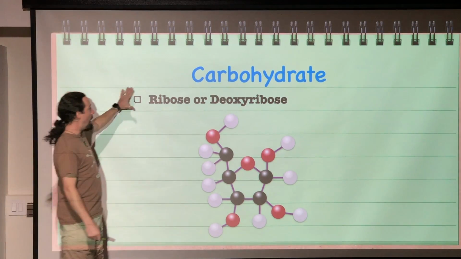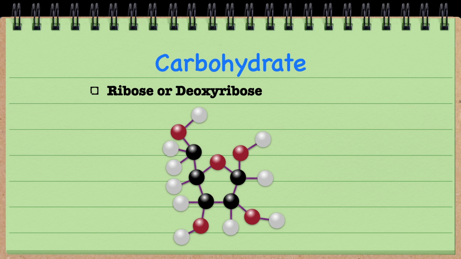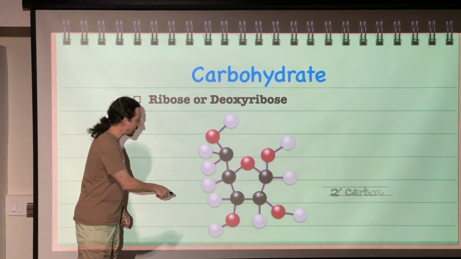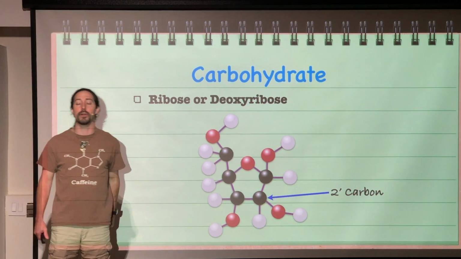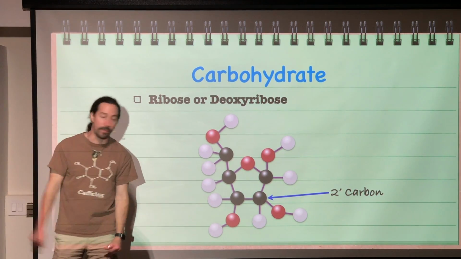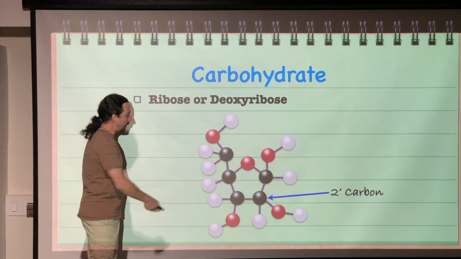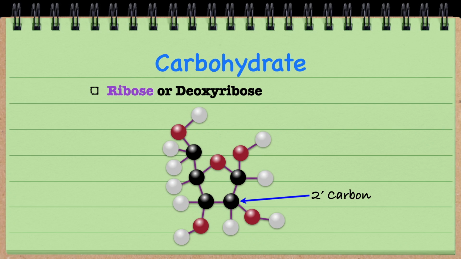First off, what makes our carbohydrate ribose or deoxyribose? Well, remember how to count those carbons? So this is our first carbon, and this one, that's our second carbon. And that second carbon is going to be really important for knowing if it's ribose or if it's deoxyribose. This happens to be ribose, and we know it's ribose because of this oxygen right here. So this molecule is ribose.